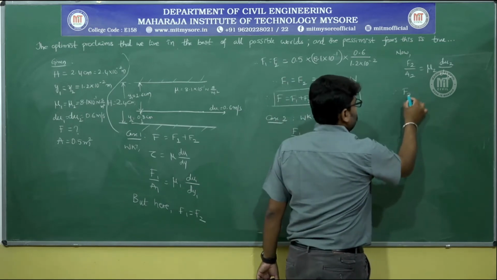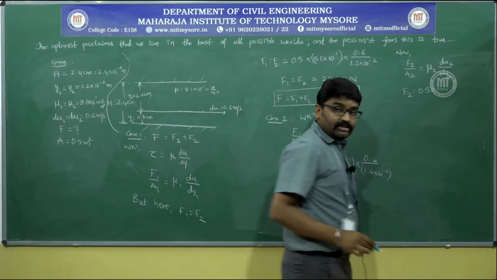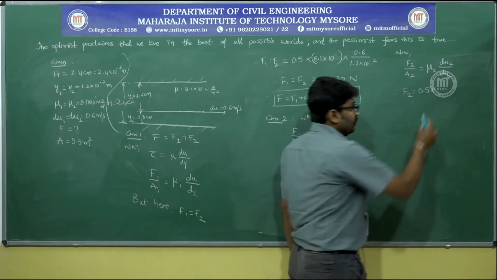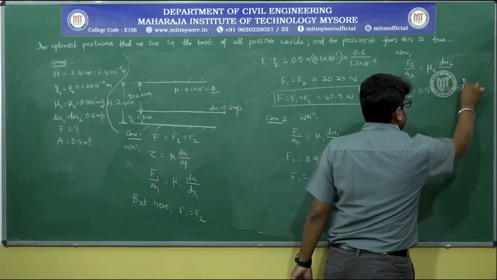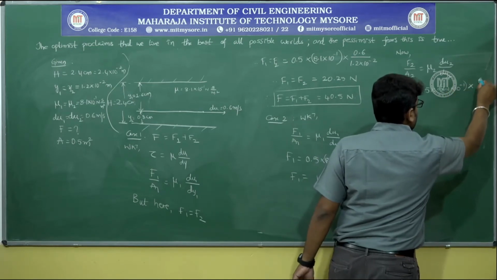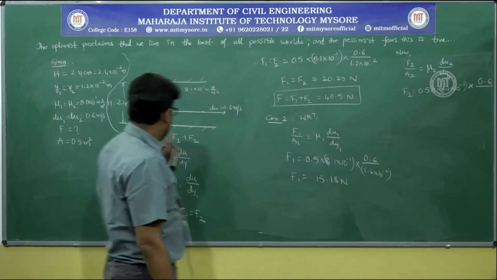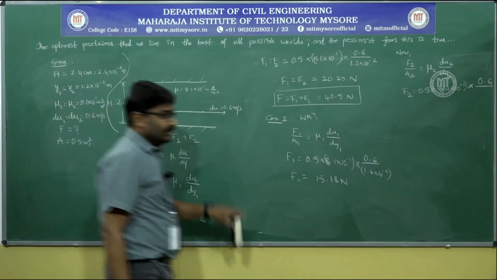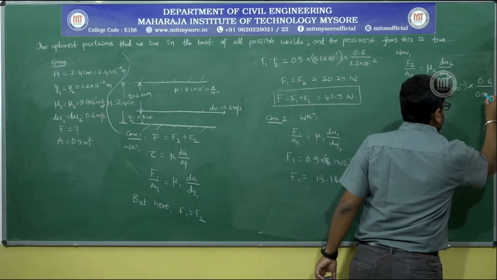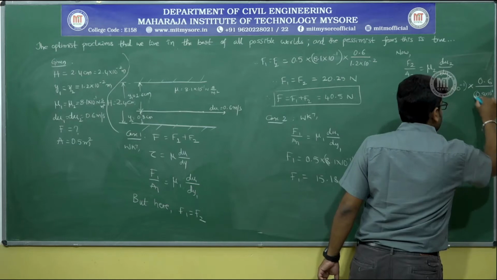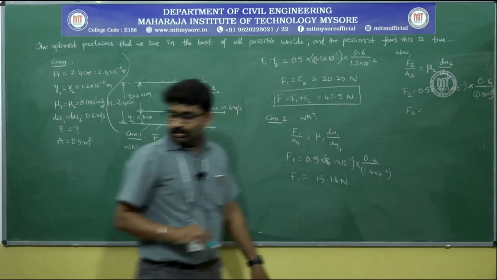Therefore, F2 is equal to A2 is 0.5, mu2, how much is mu2? Mu2 is 8.1 into 10 power minus 1. du2 remains 0.6 divided by dy2, which is 0.8 centimeter. So that means 0.8 into 10 power minus 2. So we get the value of F2.